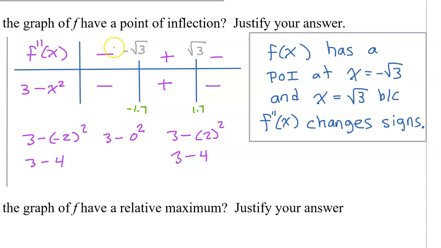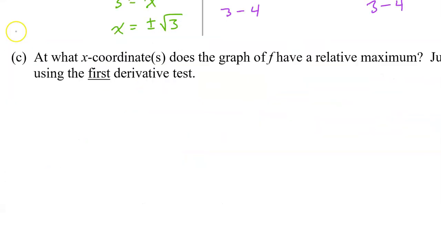You can see that F double prime changes signs at both negative radical 3 and positive radical 3, which means that F changes concavity at both of these x values. So our summary statement is f of x has a point of inflection at x equals negative radical 3 and x equals positive radical 3 because F double prime changes signs.